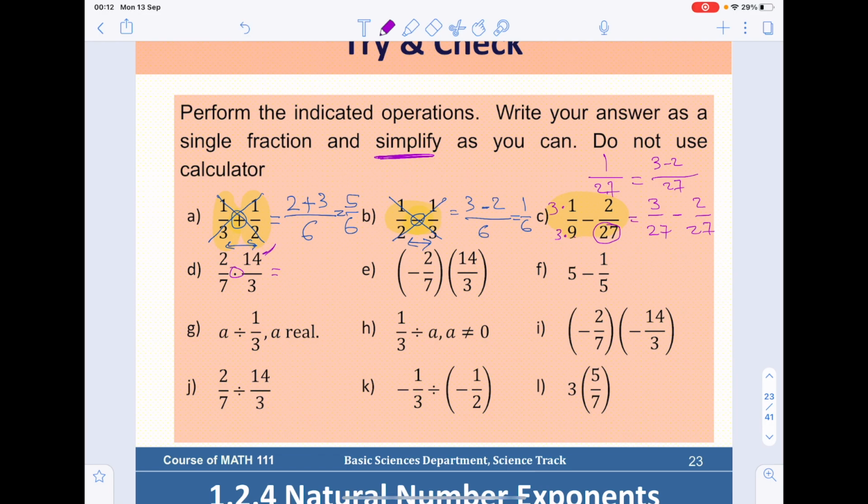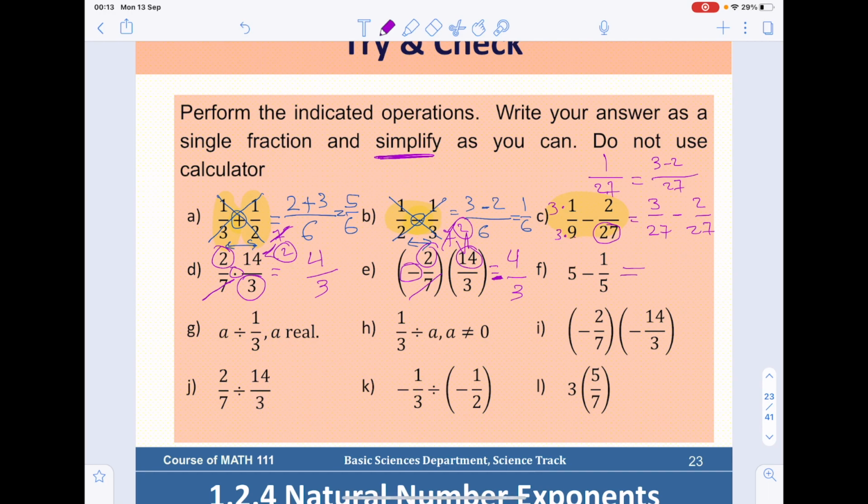See, here we have 14, and 14 is 7 times 2. So you can cancel this 7 with this 7. So you're left with 2 times 2, which is 4, and in the denominator we have 3 only. Same thing here. 14 is 7 times 2, so I can cancel this 7 with this 7. So I'm left with 2 times 2, which is 4, and 3 in the denominator. I have one negative, so I can put it here, or beside the 4, or beside the 3.